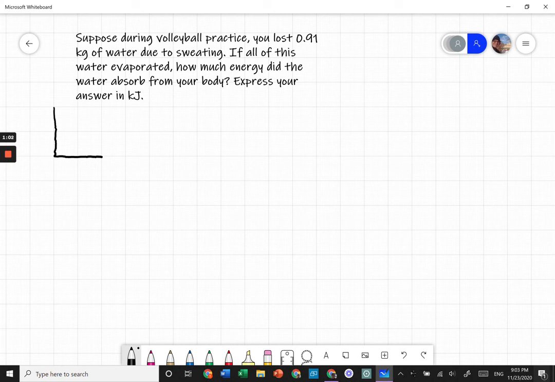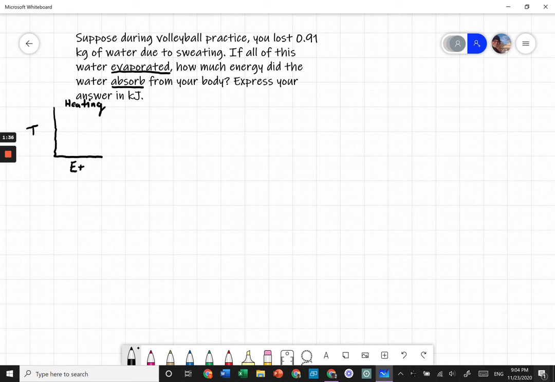If all of this water evaporated, oh hey, that's actually a key word. That can really help us figure out what it's going to be. We only see that word evaporation on our heating curve, so that alone should tell me it's going to be a heating curve. I can keep reading to see if there's anything else that supports that. How much energy did the water absorb from your body? Oh, absorb. That's another keyword that tells us this is going to be a heating curve, E on the x-axis and T on our y-axis. So this is going to be a heating curve.